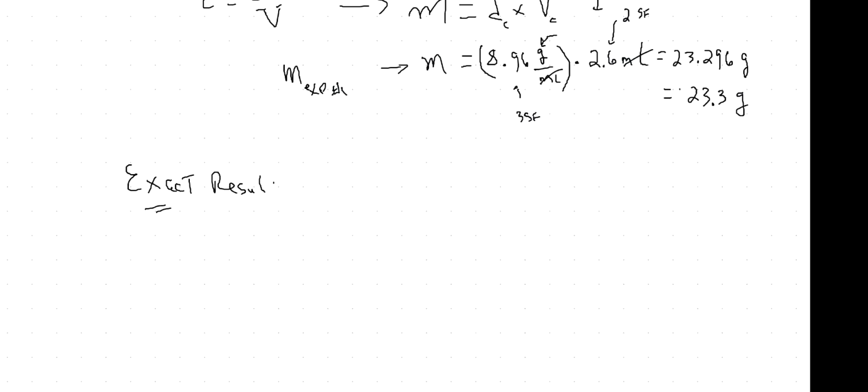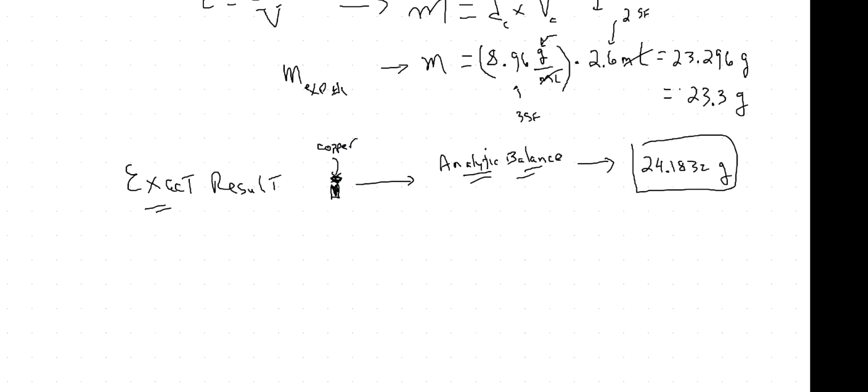Now, the exact result that we're going to take, remember, will be when we take our little piece of copper, that's our copper, and we're going to put it on the analytic balance. Remember, this is our exact result. Let's make believe our result is 24.183 grams, whatever. This is what we get on the analytic balance. I'm making this up. So this is going to be our M exact.